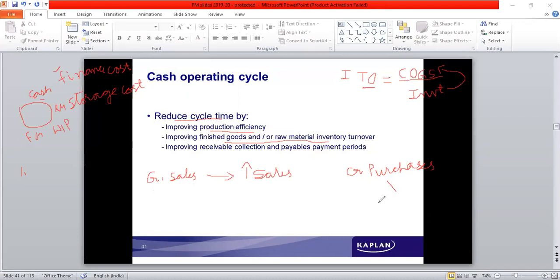Extend the credit period, but at the same time it should not leave an impression that they do not pay on time. The reputation in no case should get affected. Extend the credit period to make the payment.